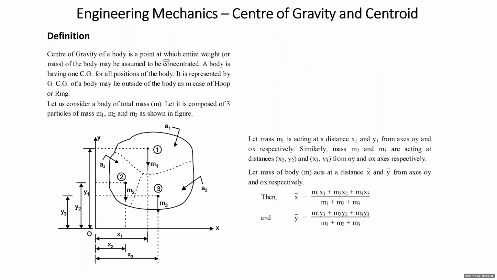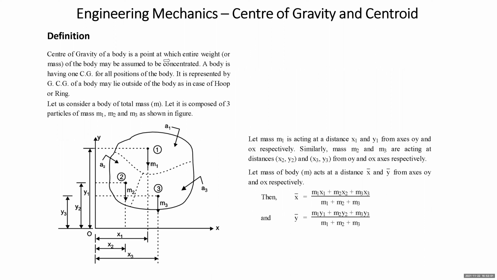Hello students, today we'll start with another chapter, center of gravity and centroid. First we'll understand center of gravity, what we have learned at a previous level. CG of the body is a point at which entire mass or weight of the body is assumed to be concentrated. CG of the body is a unique point, it does not change even whatever way we hold the body. It is represented in the diagram by G.